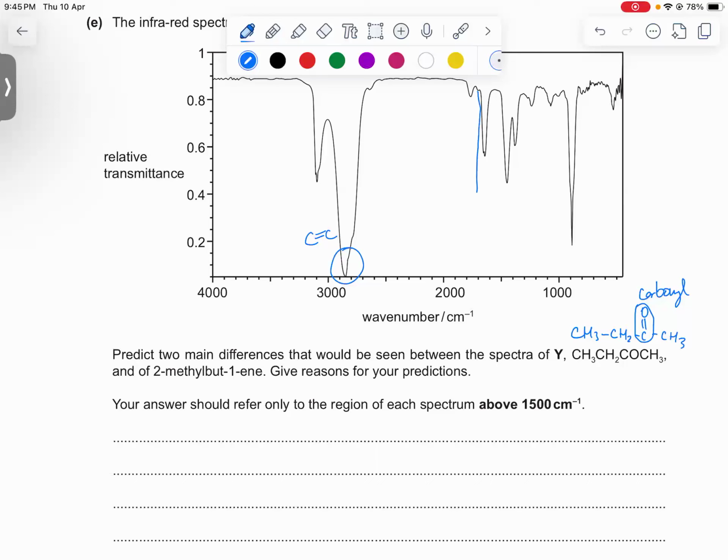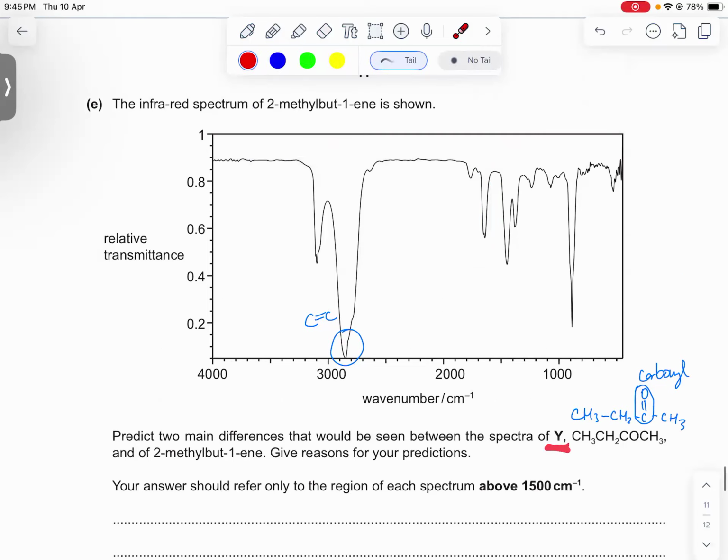Carbonyl carbons produce a very sharp sword-like peak in the 1650 to 1750 range, right? That is where a very sharp sword-like peak is produced. In the data booklet, that range is referred to as the carbonyl peak. The carbonyl peak will be observed in compound Y, whereas it is not observed in 2-methyl-butene.